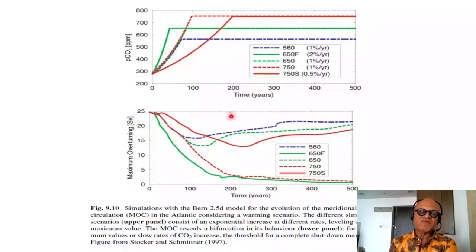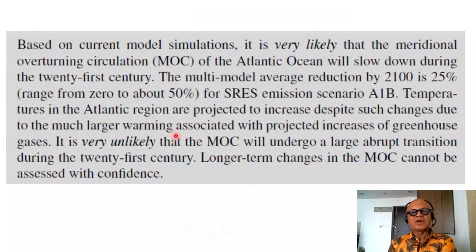So simpler models provide such collapse scenarios, but it's unclear right now whether the current climate with the global warming trends and the emission trends have any such solutions possible in the next couple of centuries. IPCC in 2007 stated, based on current model simulations, it's very unlikely that the meridional overturning circulation of the Atlantic Ocean will slow down during the 21st century. But this has already changed because many papers have been published that we are right now at the slowest meridional overturning circulation in more than 2,000 years or longer.